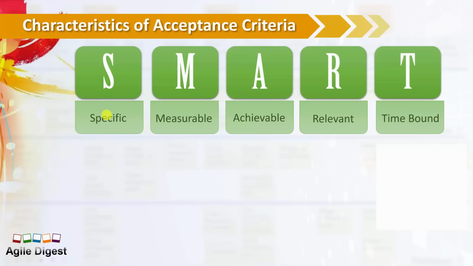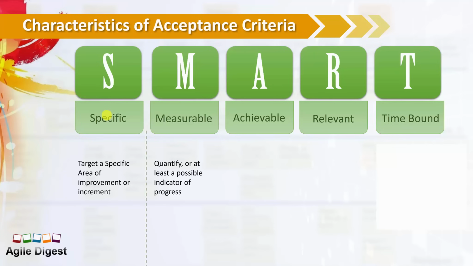We are saying it has to be specific. Whatever we are mentioning has to be specific. Your acceptance criteria has to be very specific, targeting a specific area of improvement, and we can visualize what exactly we will be testing or verifying. Measurable, definitely we can quantify. If you say, okay, my web page should load faster, we cannot quantify or measure that.